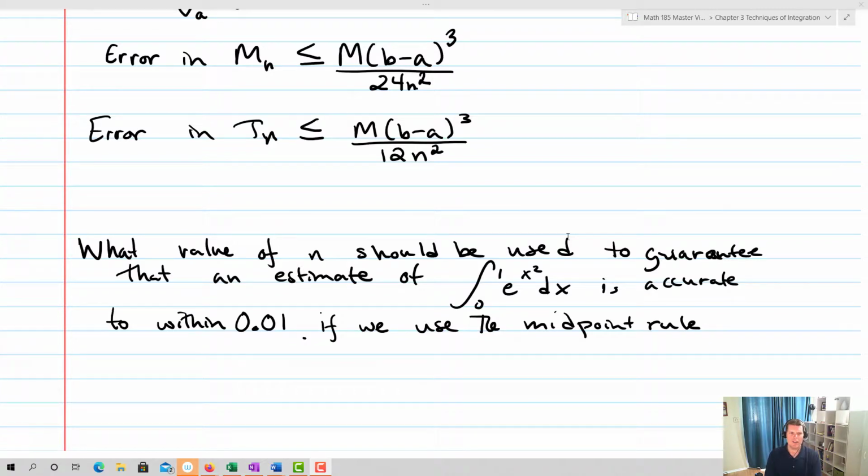So here's the question about this example. What value of n should be used to guarantee that an estimate of the integral from 0 to 1 of e to the x squared dx is accurate to within 0.01 if we use the midpoint rule?